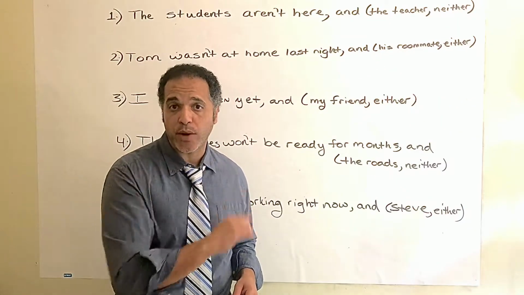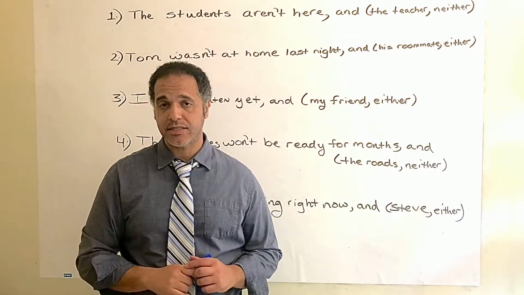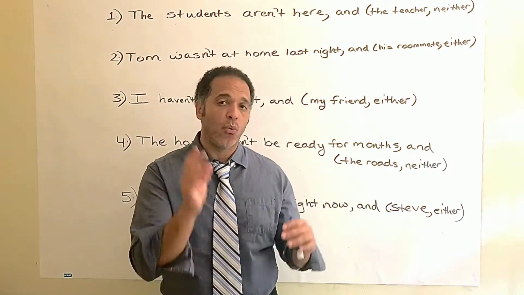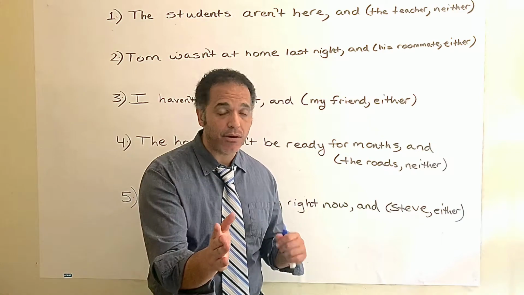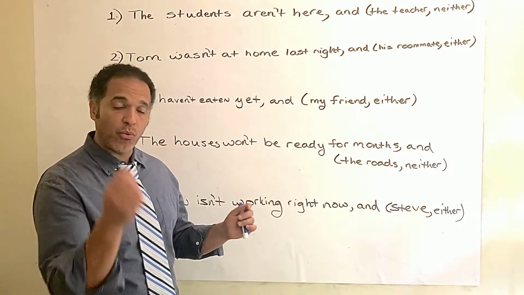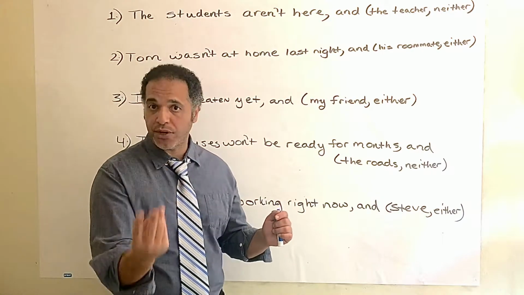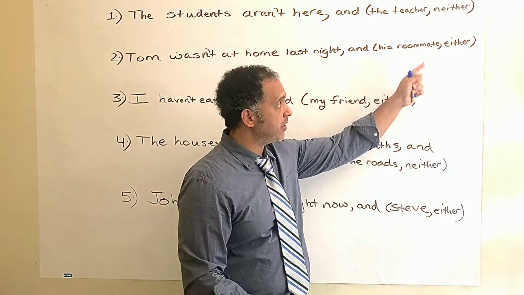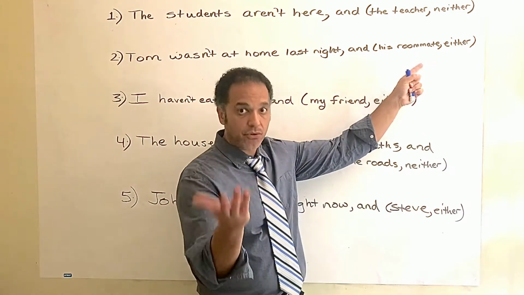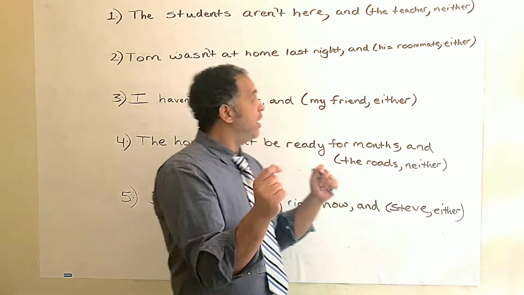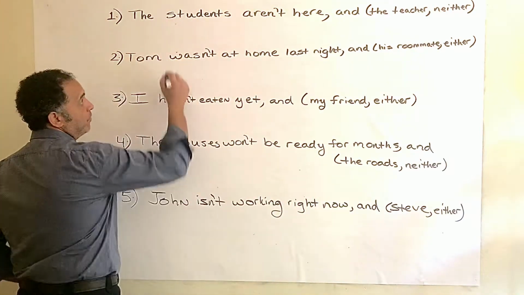Okay, on the board right behind me are 5 sentences. What I've done here is I've put half of them. What I'd like you guys to try to do at home, with the help from me, is to complete them using either neither or either. Now, in parentheses here, I've given you the subject, and then I've given you either or neither, and it's our job to complete it.